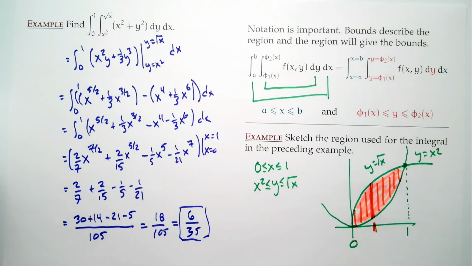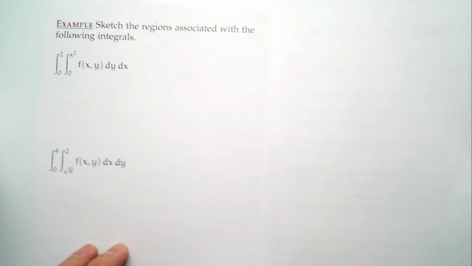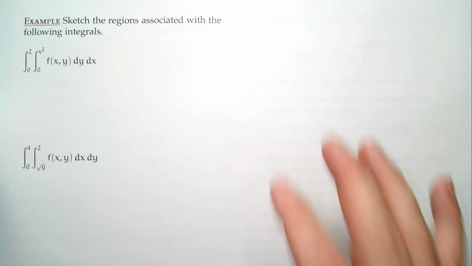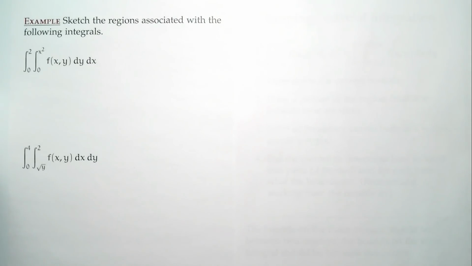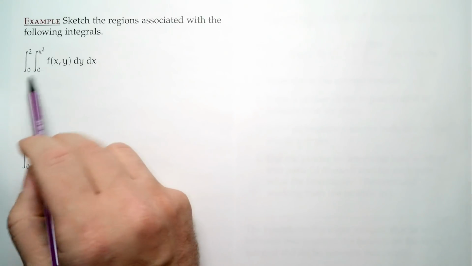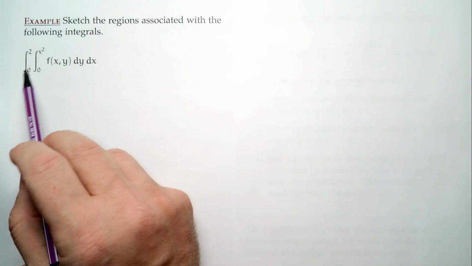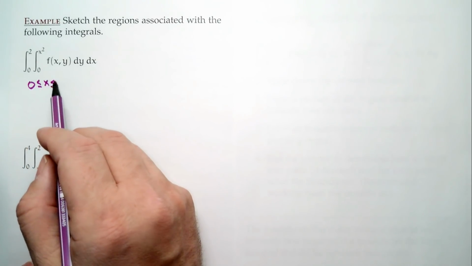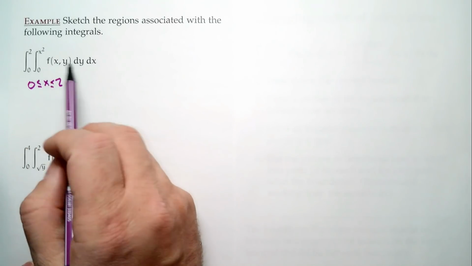Well, let's try a little bit more. So let's sketch the regions which are associated with the following integrals. I have two different integrals here, and we'll just need some practice. So let's start by writing down the inequalities for the first one. What does this tell me? What does the outer layer tell me? x goes from 0 to 2. Now we go to our inner layer.